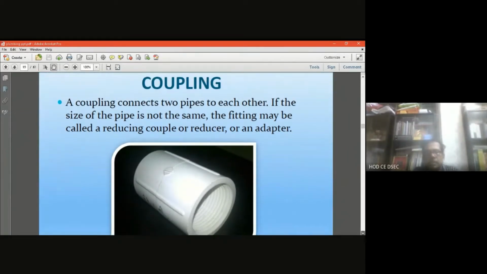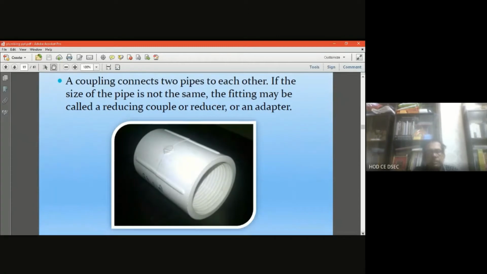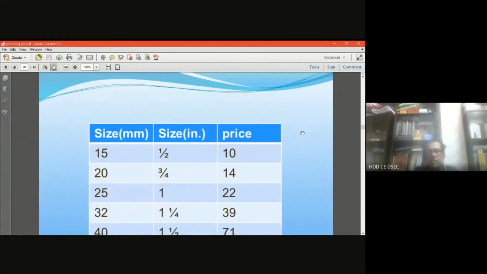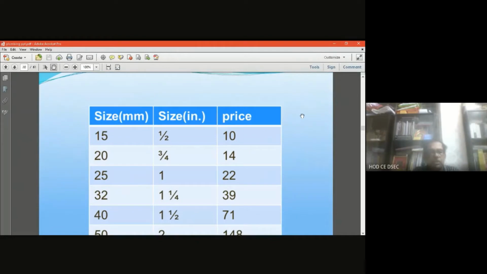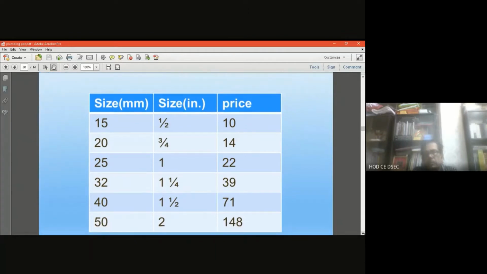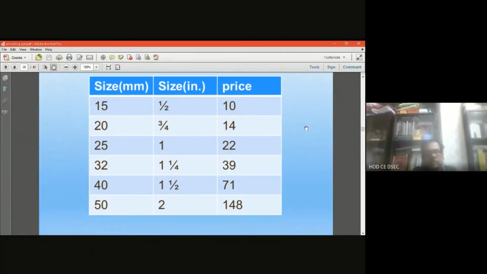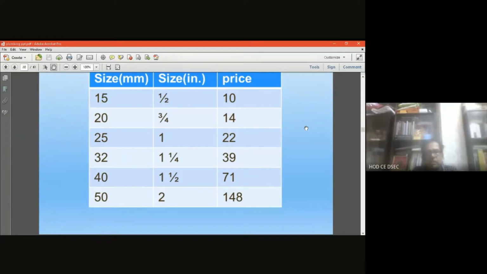Now let us acquaint ourselves with the sizes of the coupling. What is the available size? That is 15 millimeter, 20 millimeter, like valves. In case of valves, we have also seen 20 millimeter, 25 millimeter, 32, 40, and finally 2-inch pipe, that is the 50 millimeter. That is the coupler. So it will depend on the size of the pipe, because it will join the two pipes. So this is the coupling. Exactly what I am trying to say.